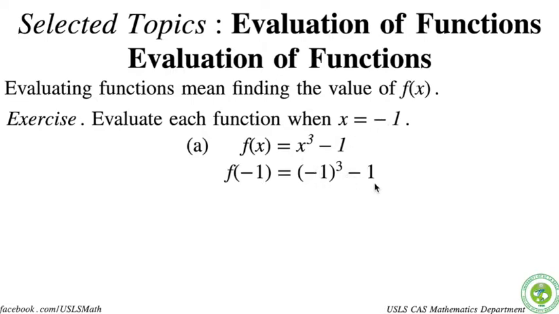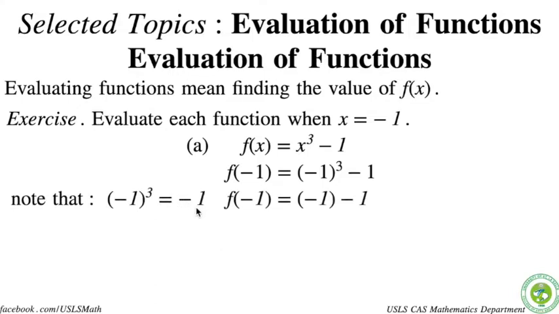Negative 1 cubed is like saying negative 1 multiplied by itself 3 times. Negative 1 times negative 1 times negative 1 is going to give us negative 1 still. So this is going to give us negative 1 minus 1, which is surely going to give us negative 2. So f of negative 1 is equal to negative 2. Hopefully you got that right. So that's letter A. F of negative 1 is equal to negative 2.